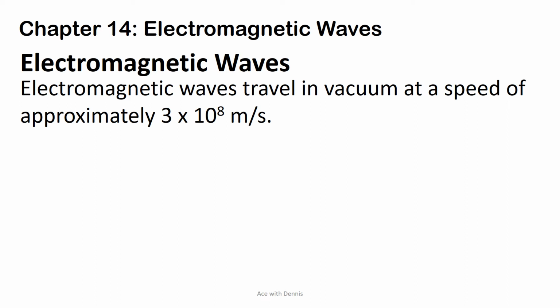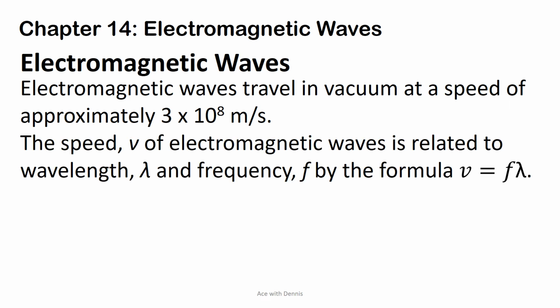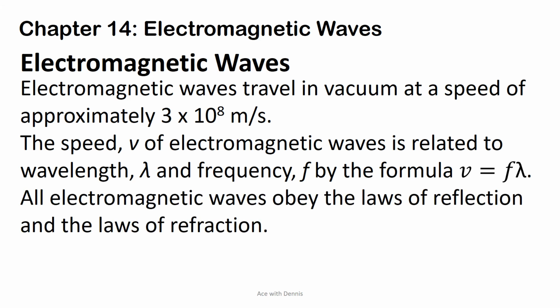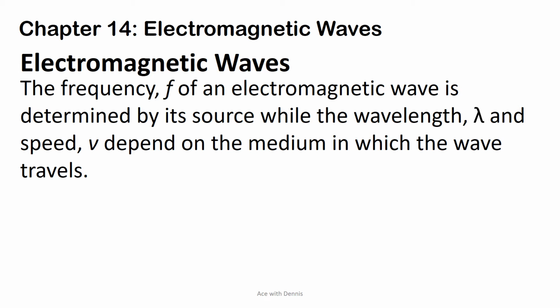Electromagnetic waves travel in vacuum at a speed of approximately 3 times 10 to the power of 8 meters per second. The speed v of electromagnetic waves is related to wavelength, lambda, and frequency, f, by the formula v equals f lambda. All electromagnetic waves obey the laws of reflection and the laws of refraction. The frequency, f, of an electromagnetic wave is determined by its source, while the wavelength, lambda, and speed, v, depend on the medium in which the wave travels.